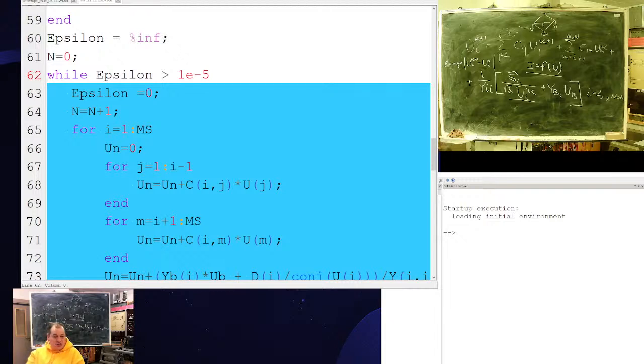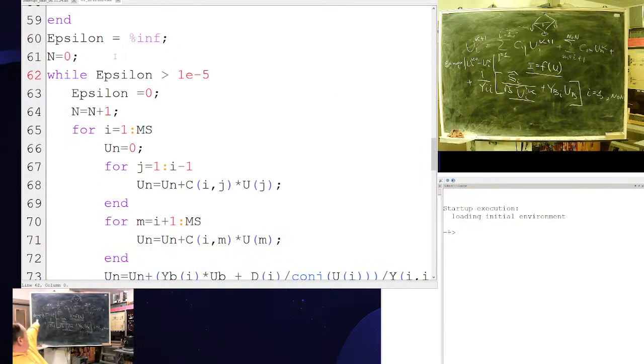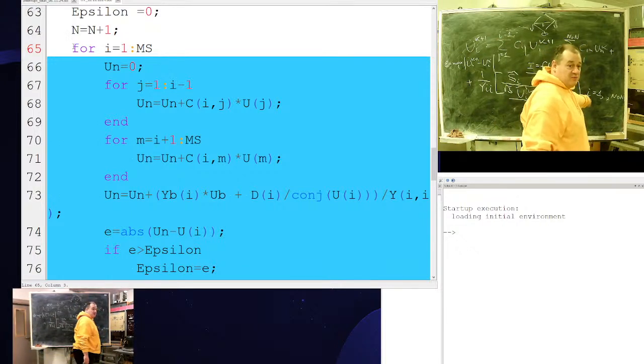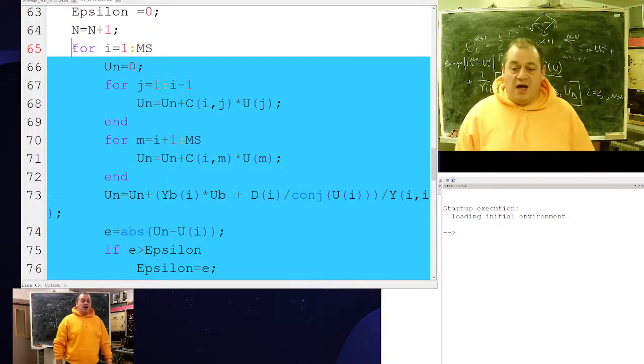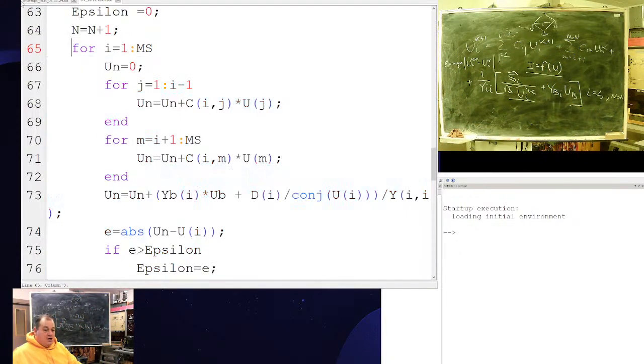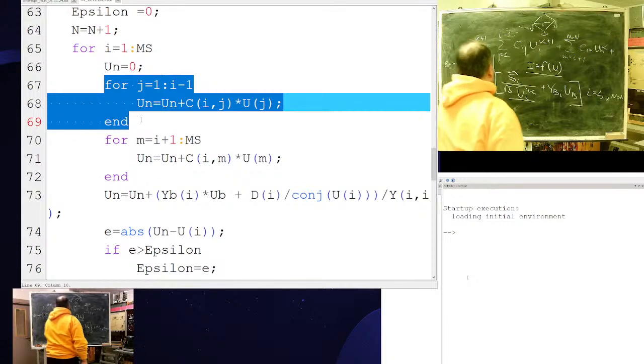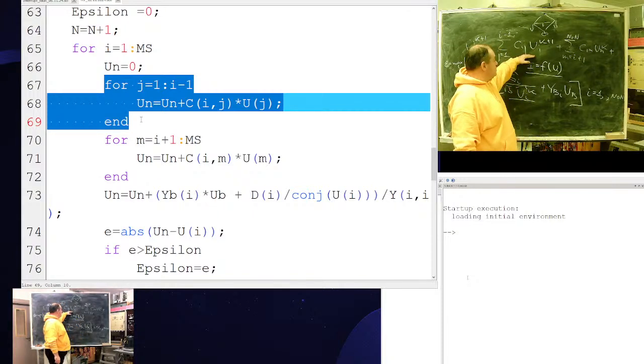Next, I need, how do we solve the second iteration? Repeat until precision reached, yeah? What should I repeat? What's written on the table? So repeat until precision here. Repeat what? For I from 1 to number of nodes. Where is I from 1 to number of nodes? Here is my I from 1 to number of nodes. Repeat for each node. For each node do what? Calculate this sum with new voltages.